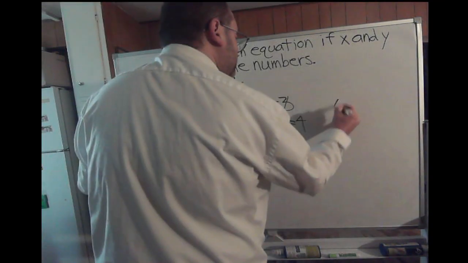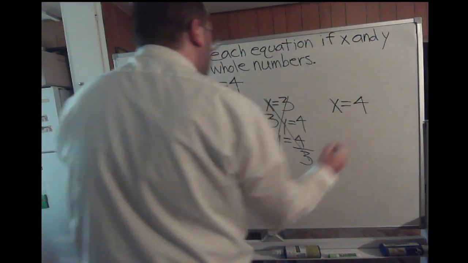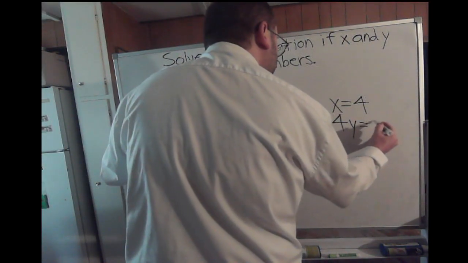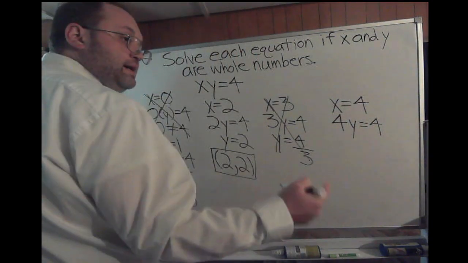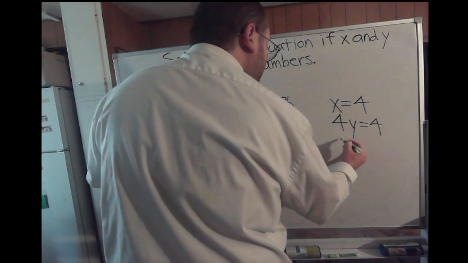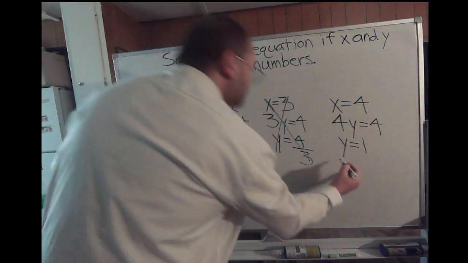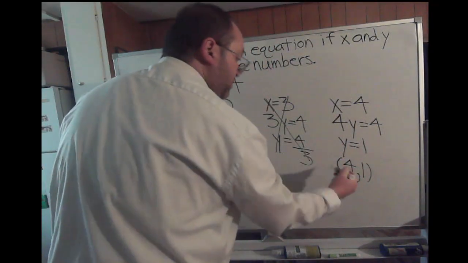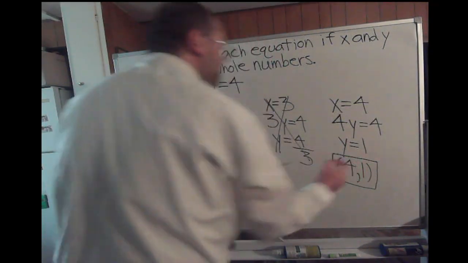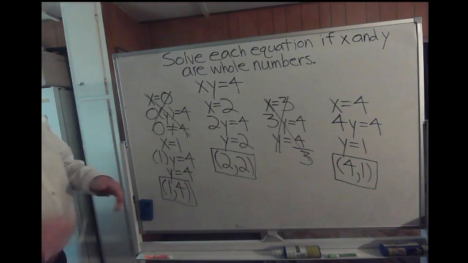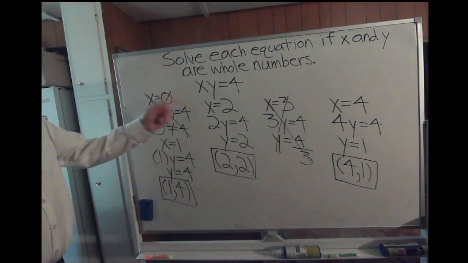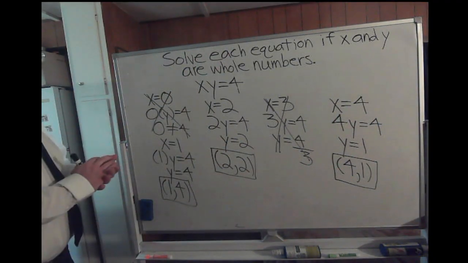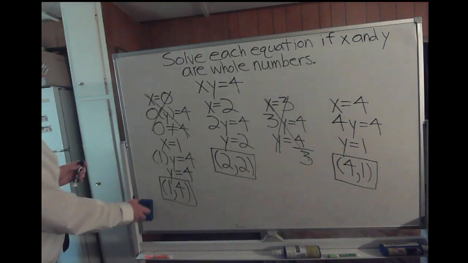But what about if x equals 4? Well, you'll put the 4 in for x, multiply it by y, you'll get 4y equals 4. You want to solve for y, so you divide both sides by 4. If you do that, you get y equals 1. So when x equals 4, y equals 1, and that ordered pair works because both x and y are whole numbers. So you have 3 possibilities of ordered pairs for the solution to this. You have 1, 4, 2, 2, and 4, 1. Those are your 3 possible solutions within the set of whole numbers.